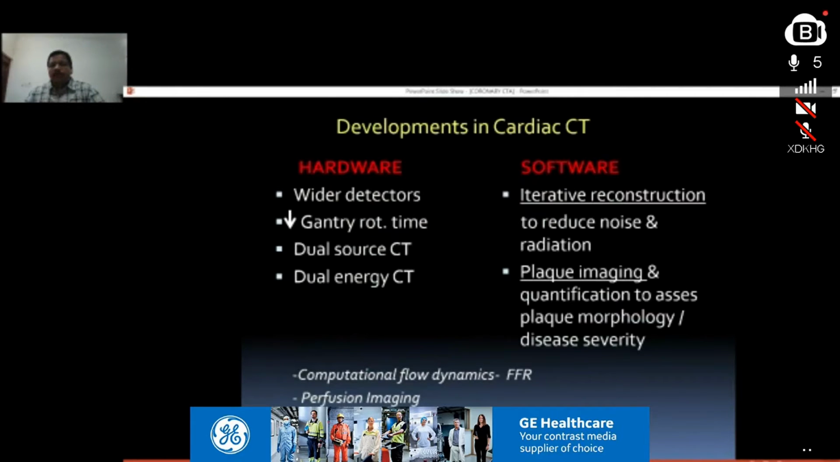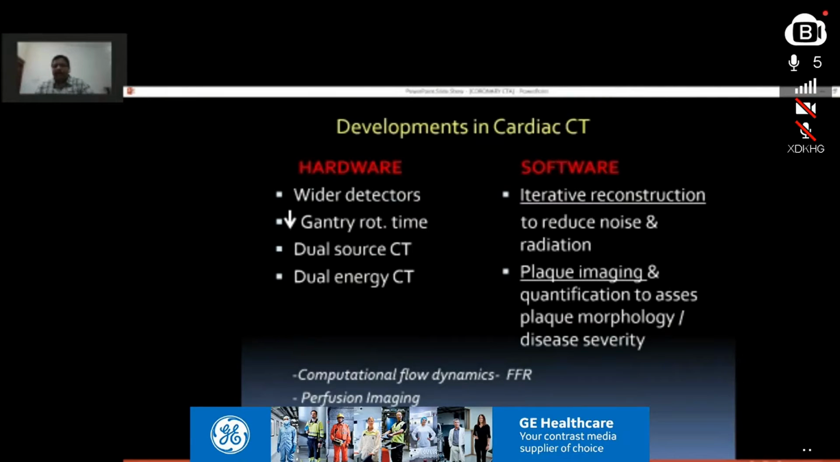On the software front, there are a lot of iterative reconstruction algorithms that have been placed. In Toshiba, it is called IDER. In Siemens, it's called IRIS. In Philips, it's called IDOS. All these software do is bring down the radiation significantly, reduce the noise in the image, and improve the overall signal.